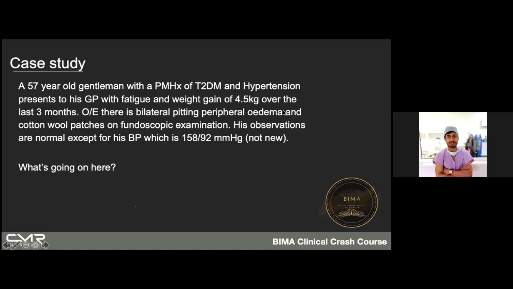And this is a textbook presentation of fatigue and weight gain. Can someone tell me why they're gaining weight? Yeah, exactly. Fluid retention. They're overloaded. And this is actually a PSA, prescribing safety assessment question. If we were to give furosemide in this patient, how would we know that the furosemide is working well? Can someone also answer that, please?